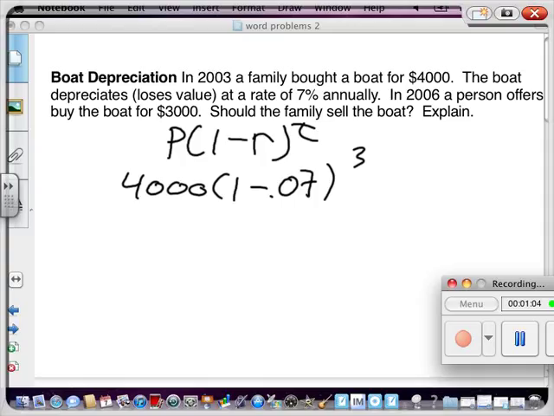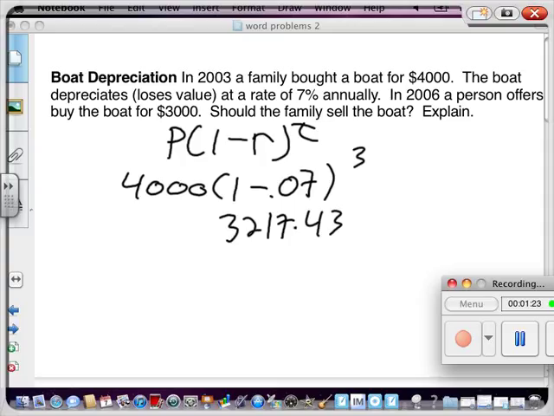Remember, ladies and gentlemen, you can't multiply first and then take the exponent. You've got to take the exponent first and then multiply it. Order of operations. So we get $3,217.43. Should he sell the boat for $3,000?